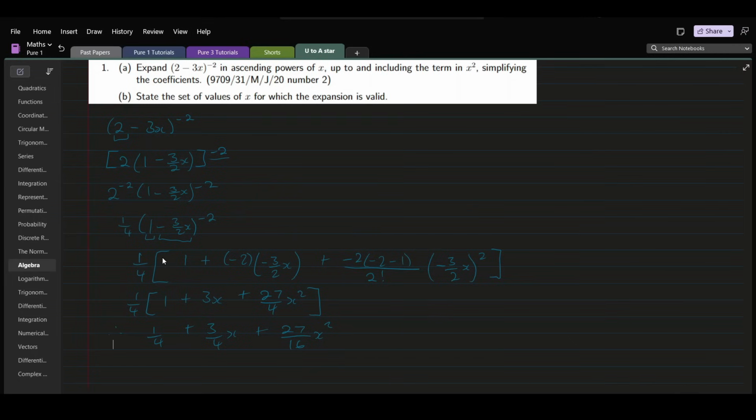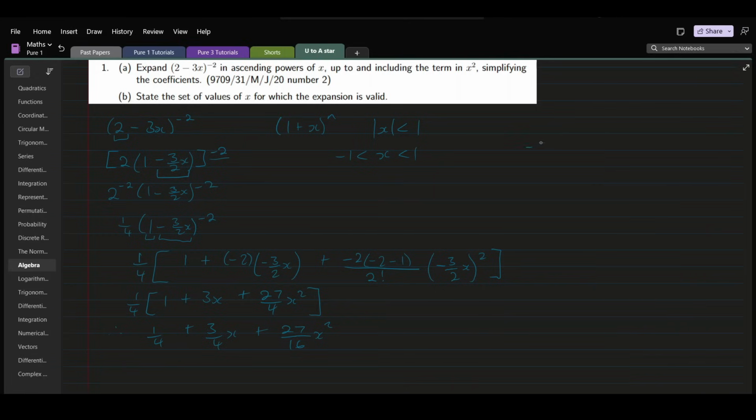Now part B says that we should state the set of values for which the expansion is valid. So when you're using the formula for binomial expansion, that's 1 plus x to the power n, it states that the modulus of x should be less than 1, or in other words, x should be between negative 1 and 1. So in this case, the value of x that we use is negative 3 over 2x. So that should also be between negative 1 and 1.